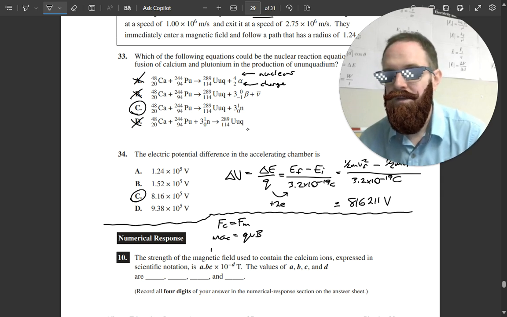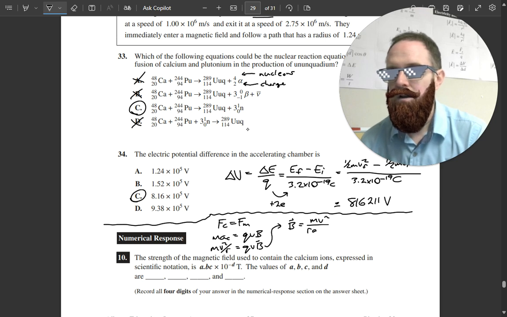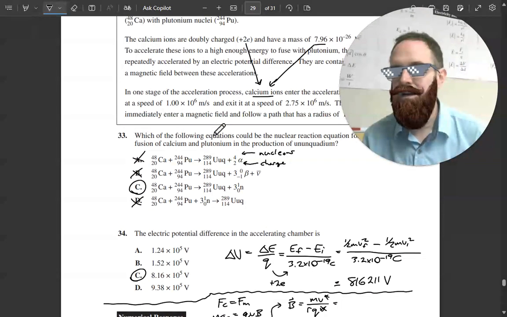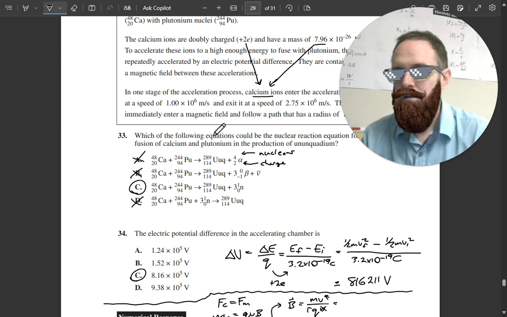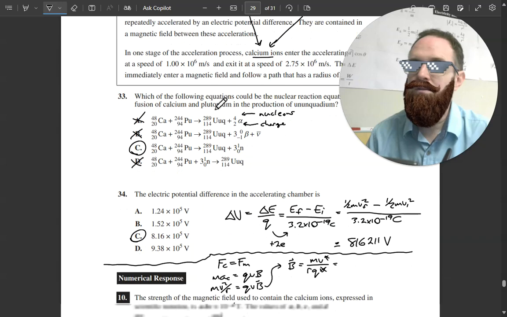Okay, so mv squared over r equals qvB. We're trying to find B. So mv squared over r equals qvB. Cancel out one of those v's there, and you just punch all the numbers in. I have the mass again, which is still the calcium. We have the speed, no longer squared because I crossed that off, divided by the radius. The radius is probably in centimeters. Oh no, it's in meters. That's nice.